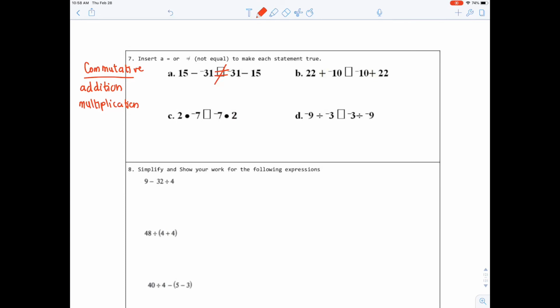Question B, 22 plus negative 10, and then negative 10 plus 22. Is addition commutative? Yes, it is. So we are going to get the same exact number on both sides. So they are equal. Again, 2 times negative 7, negative 7 times 2. Question C, is multiplication commutative? Yes, it is. So therefore, we know that those two values are equal. Last one, question D, negative 9 divided by negative 3 and negative 3 divided by negative 9. Division is not commutative, so therefore they are not going to be equal.